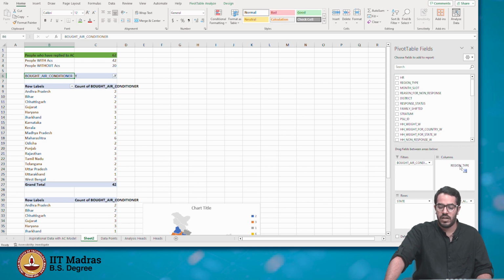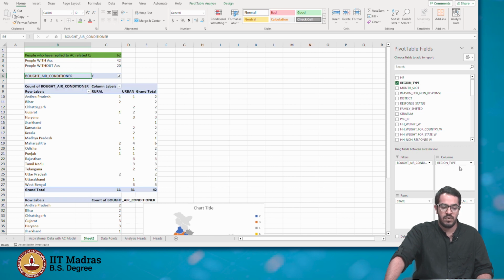So here what I can do is I can easily drag this to the column section, and here I am getting a bifurcation of how many are there from rural and how many are there from the urban population. So out of 42 ACs that have been bought across the country in this data, 11 come from rural and 31 come from an urban background.